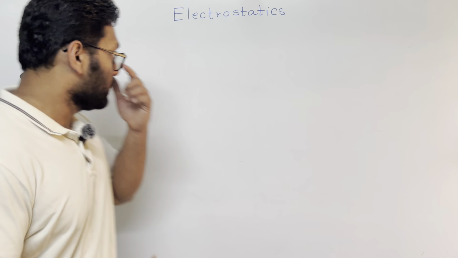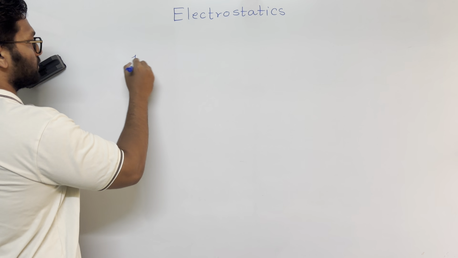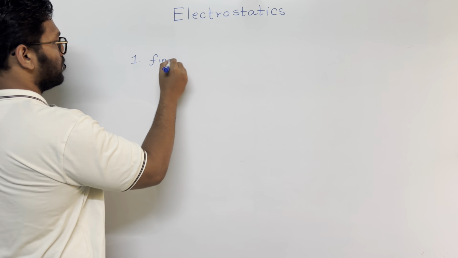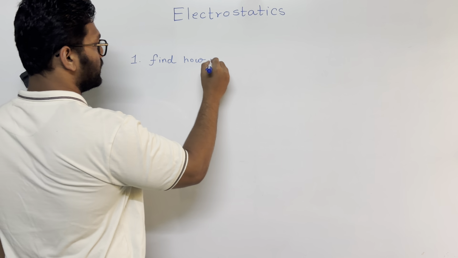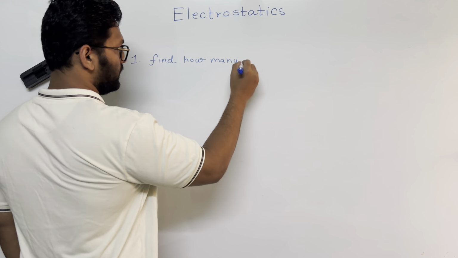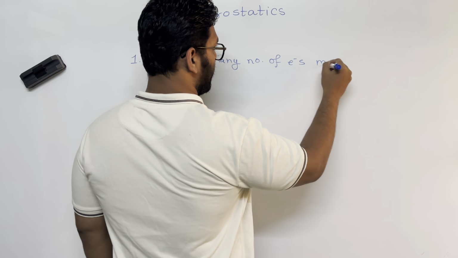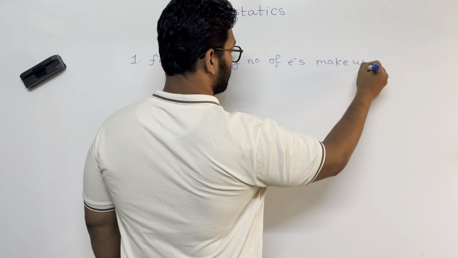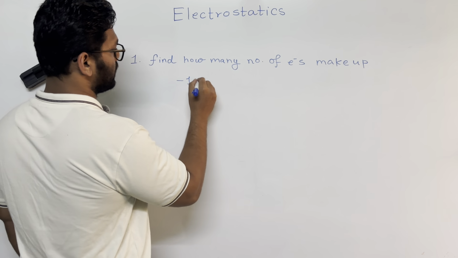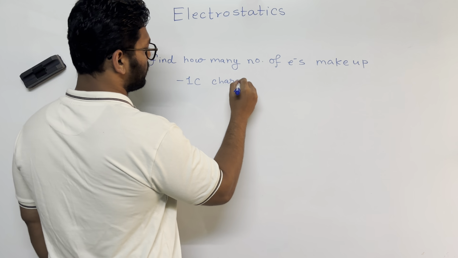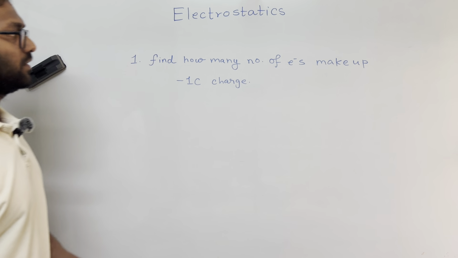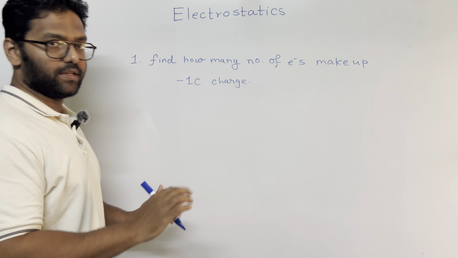Let's do the questions. First question is: find how many electrons make up -1 Coulomb charge. Okay, how many electrons will make up -1 Coulomb charge? This is the question. Let's see how we can do it.